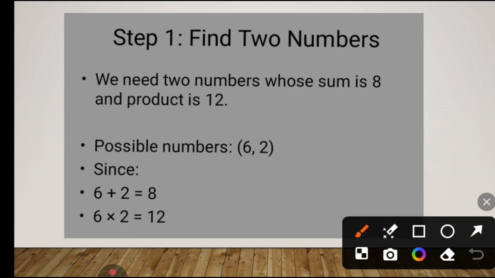Step 1. Find two numbers. We need to find two numbers whose sum is 8 and product is 12. Possible numbers are 6 and 2, since 6 plus 2 is 8 and 6 times 2 is 12.